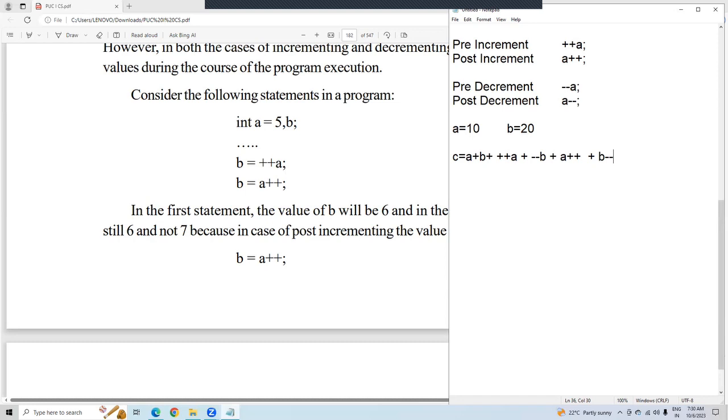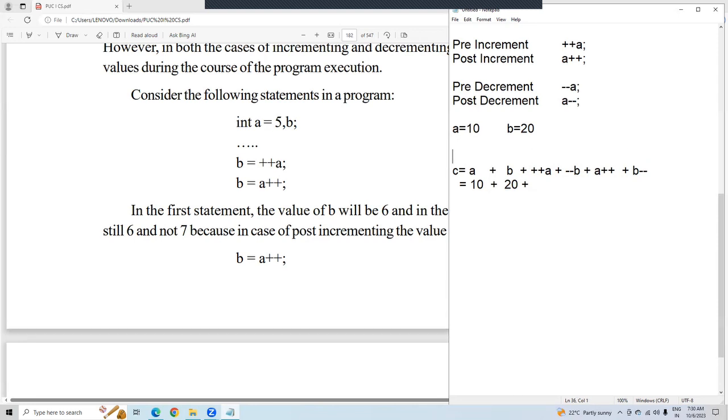So let us solve this equation and see how it will work. Let's substitute the values into this equation. As per the above values, a is 10, and plus b means 20. Plus, plus a stands for the pre-increment operator. See, pre means before, and post means afterwards.